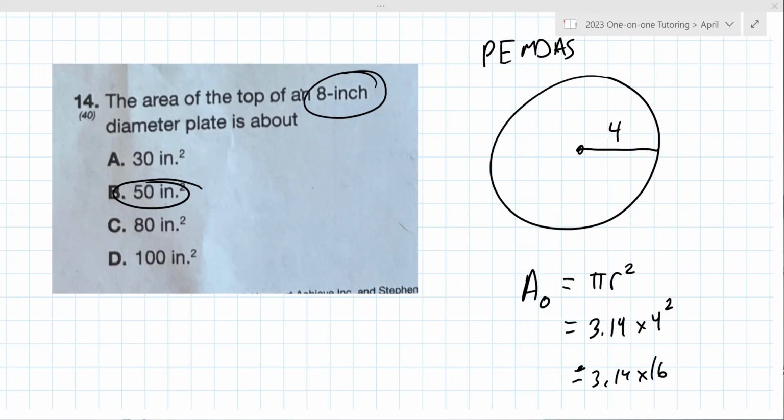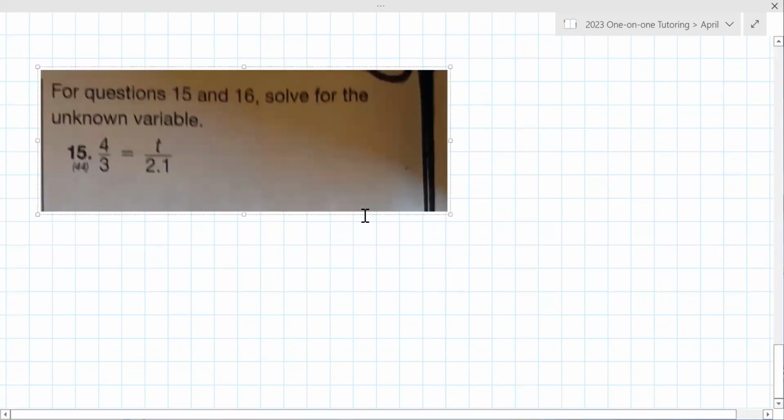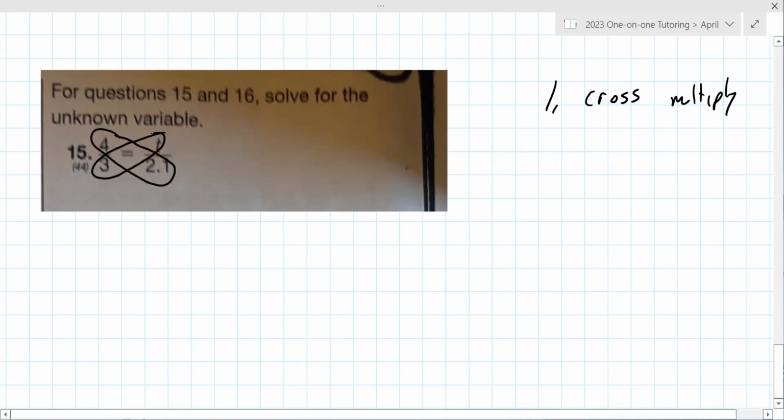All right, number 15. For questions 15 and 16, solve for the unknown variable. 4/3 equals t over 2.1. There are two approaches to doing this, Lewis. The first is to cross multiply, and this is in no particular order. So when I say cross multiply, I'm multiplying 4 times 2.1 and then dividing by 3. Have you seen that before?